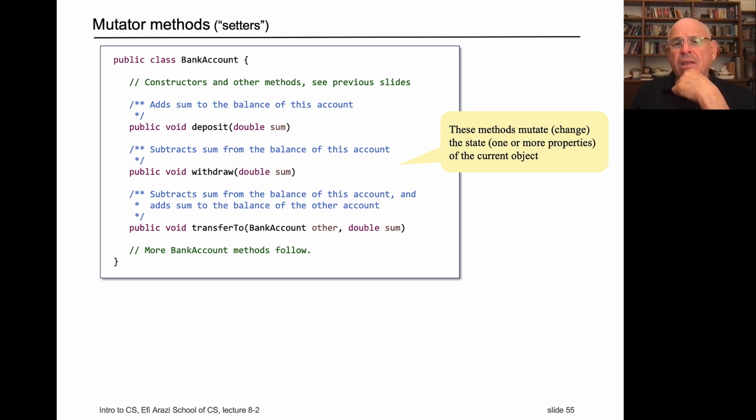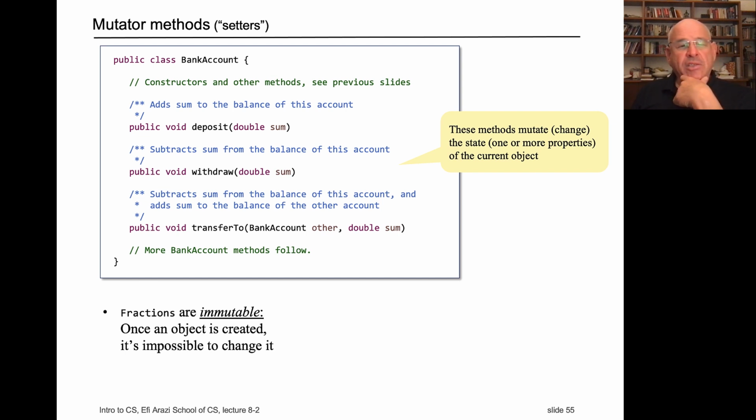The state of the object, when I say the state of the object, or in Hebrew, matzav haobjekt, the state of the object is the current values of this object, which are ID, owner, and balance. Every method that messes with these properties is called a mutator, a method that changes the state of the object.